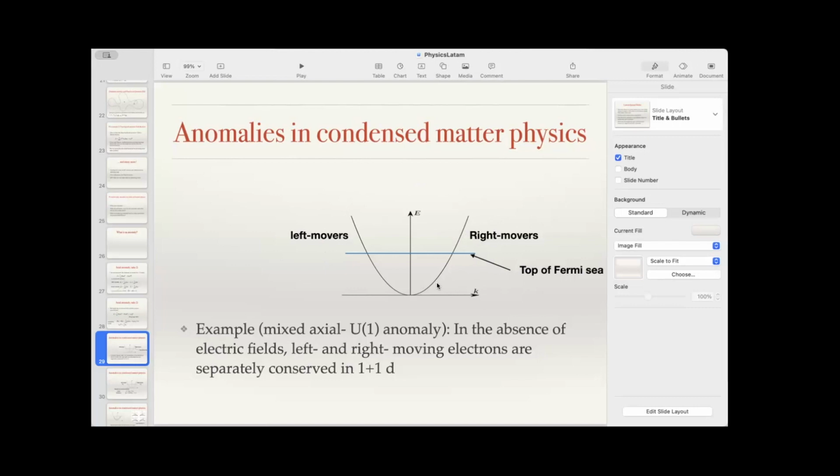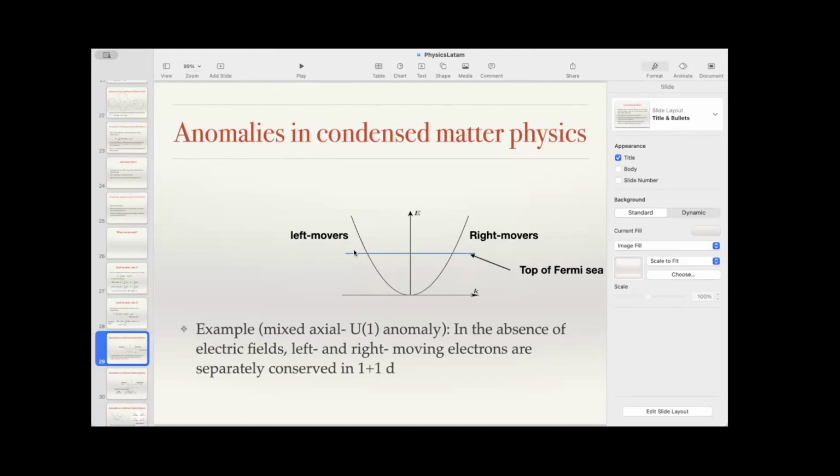Now you can ask, when you look at your Dirac equation, why is it a two-component spinor? Well, you have a right-moving branch of particles and a left-moving branch of particles. In a Dirac equation, both these lines would be crossing at zero momentum. In a one-dimensional material, it's much more typical that you have your right movers crossing the Fermi level, this is your Fermi energy, at some positive momentum here, and the left movers crossing at some negative momentum here. Okay.